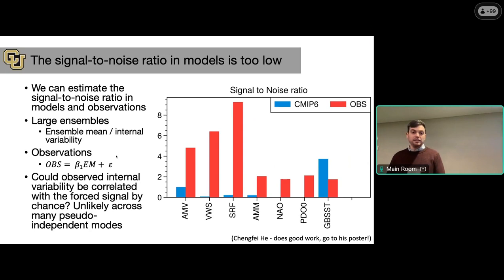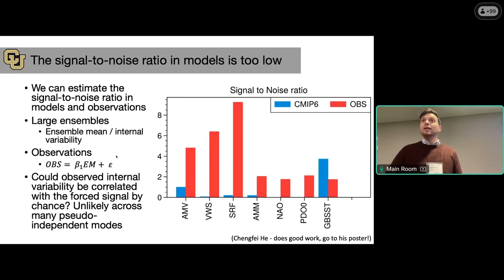For observations, we do a really simple method, and maybe Rob can help us with a more comprehensive method for how to estimate the signal-to-noise ratio in observations. We just do a linear regression and back out the signal-to-noise ratio, and those are in red. You can see that for all the decadal modes, models are underestimating the signal-to-noise ratio. All the way on the right is global mean SST, which, as Maria's talk and a couple of other talks pointed out, is doing okay. So good job, models, on that global mean temperature.